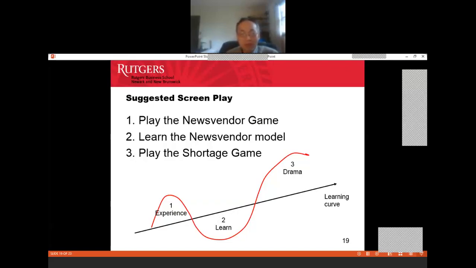You tell them something like, if they order one quantity regardless of the demand, they will always be optimal. So they will be really impressed. And then after they learn the Newsvendor model, you play the shortage game, and you can experience the drama. All right, let me just show you.